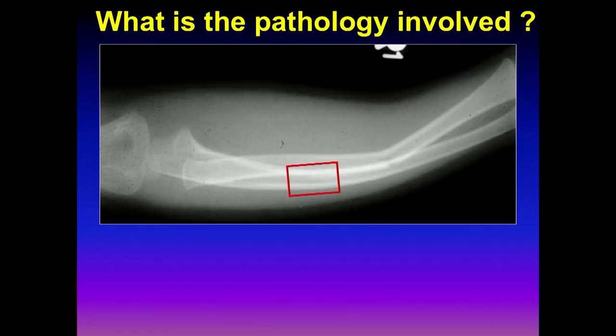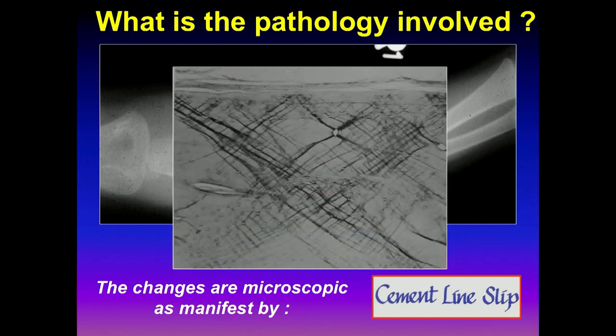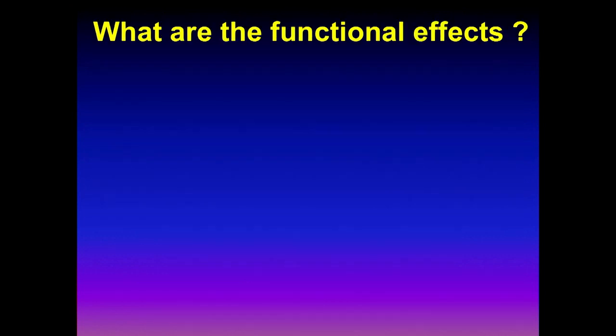Now the pathology involved is that the changes are microscopic, the cement lines slip, the osteon fragments have displaced here, and you see the cement lines just slipping here, and so there'll be some changes. You're not going to biopsy the bone, but this is what happened in the studies that have been done before.